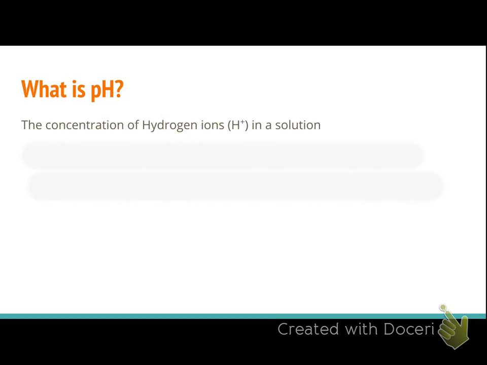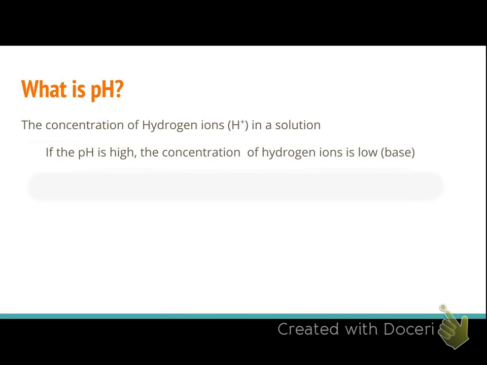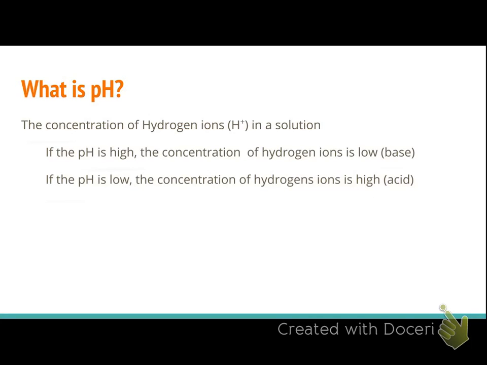Well, the pH is your concentration of hydrogen ions in a solution. If the pH is high, so 8 to 14, it means that your concentration of hydrogen ions is low. Now let's go through the next part before we explain this, because that might seem backwards. If the pH is low, the concentration of hydrogen ions will be high.